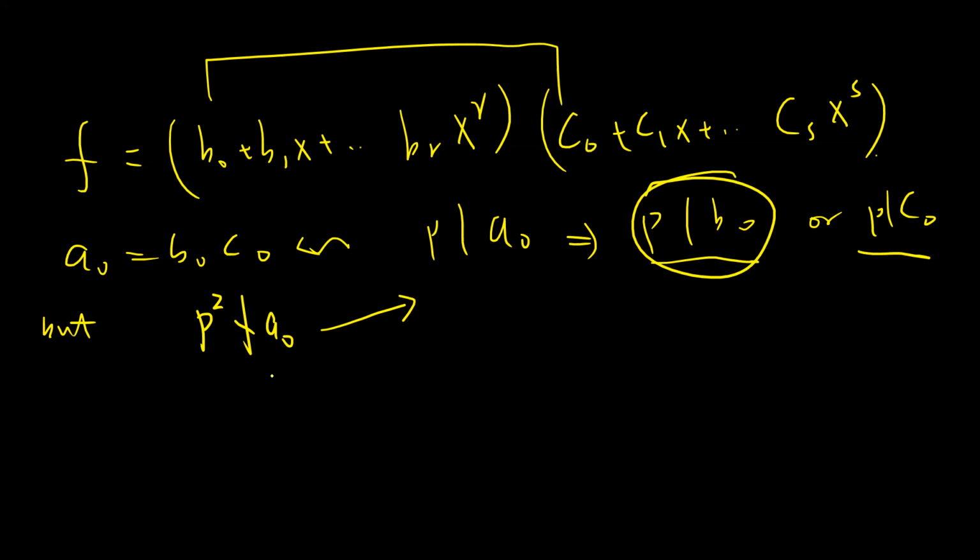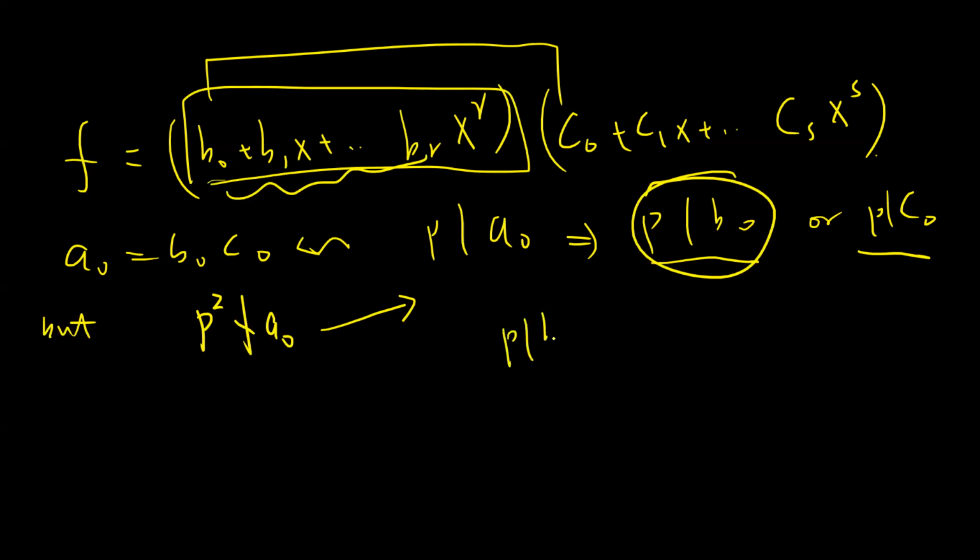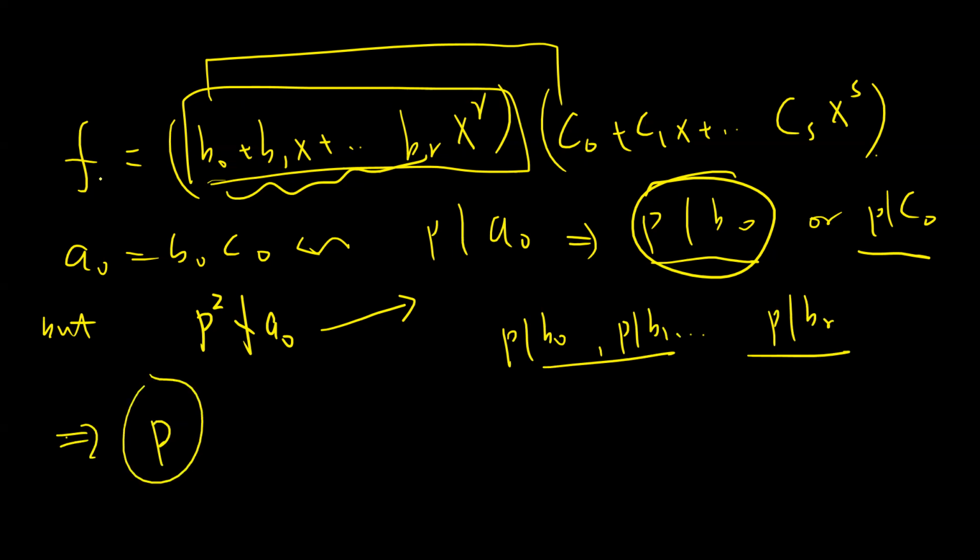The problem is that not all the b's are divisible by p. The reason is that if p divides b0, and p divides b1, and up to p divides br, then you will get that f is divisible by p, right? But I assume that f is primitive, so this cannot happen. So they cannot all be divisible by p.